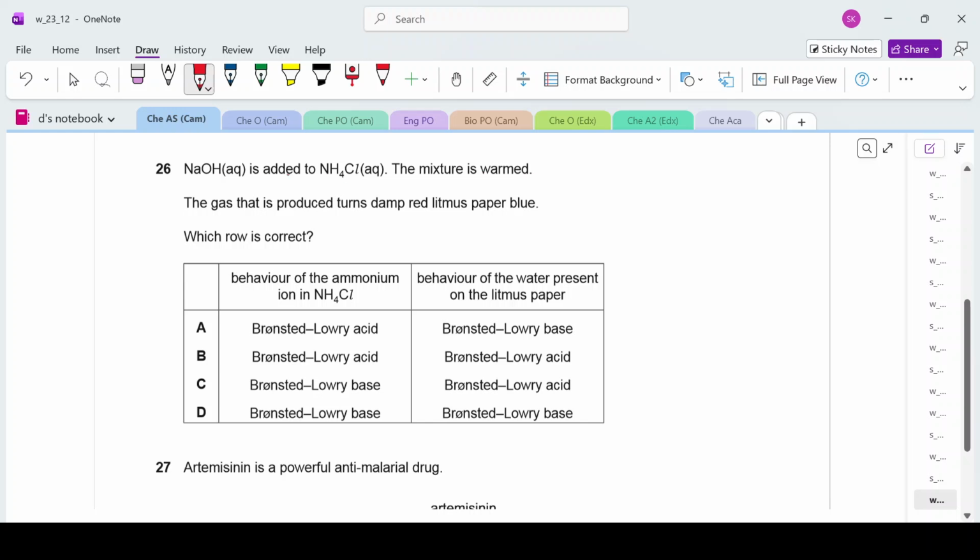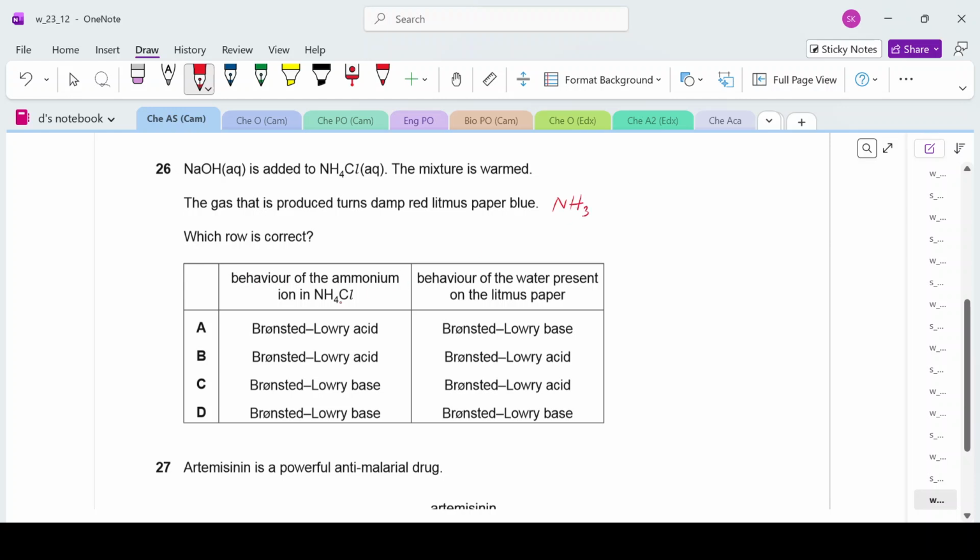26. Sodium hydroxide is added to ammonium chloride, and the mixture is warmed. If we add sodium hydroxide or any aqueous OH minus, the ammonium will become ammonia. NH4 acts as an acid and gives off ammonia. The gas that is produced turns damp red litmus paper blue. Which row is correct? We know the gas is ammonia.